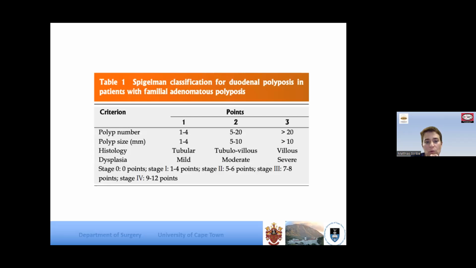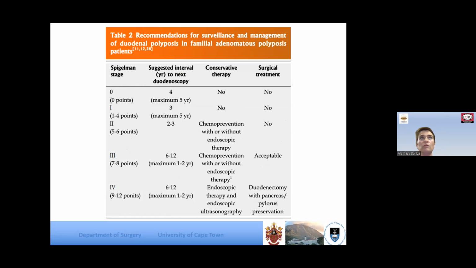I just put this up here. I'm sure you'll all have this on your phones or somewhere where you can look, but remember Spiegelman's classification for duodenal polyposis, very useful. And the things that you need to look at are firstly the polyp number, the size, and again, histology, but you can only get that once you've biopsied, obviously, and then whether or not there's any dysplasia present on your pathology report. You're going to score your patient and stage them accordingly. And this is essentially to assist you with how to move forward. What are you going to do for this person?